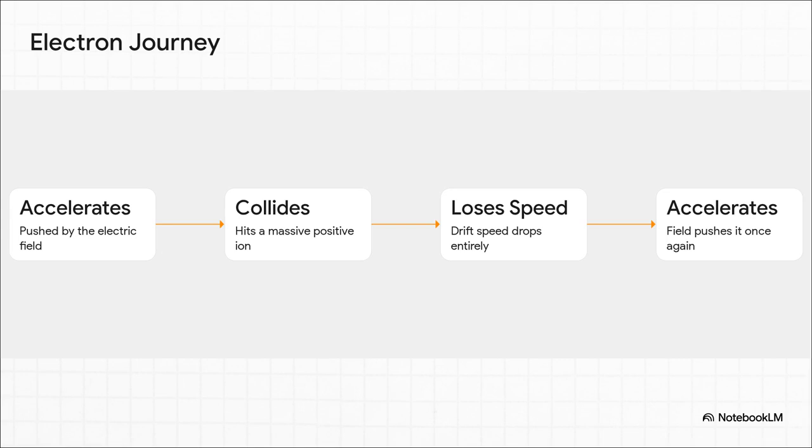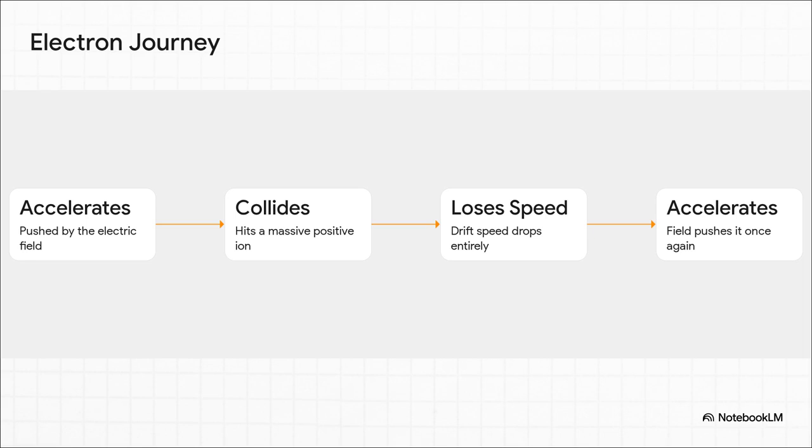Inside a solid conductor, electrons are actually navigating a background of fixed, massive positive ions. When an electric field is applied, the electron accelerates, but almost immediately, bam, it collides with one of these massive ions. It loses its forward speed entirely. Then the electric field grabs it, accelerates it again, only for it to crash again.